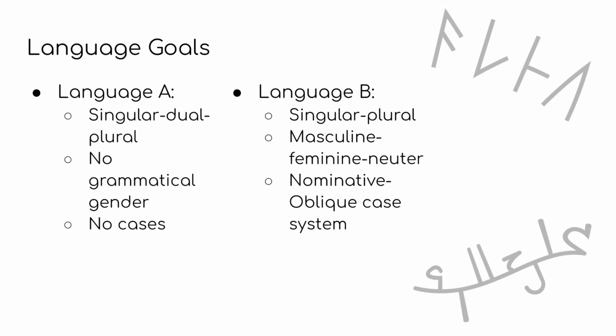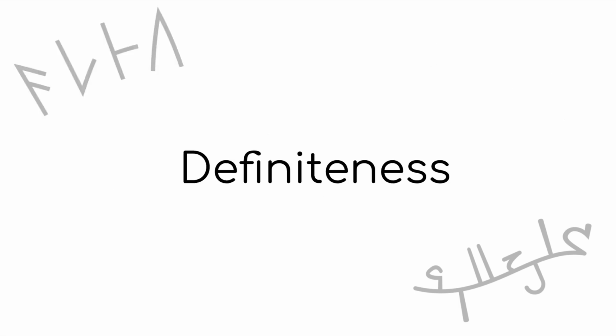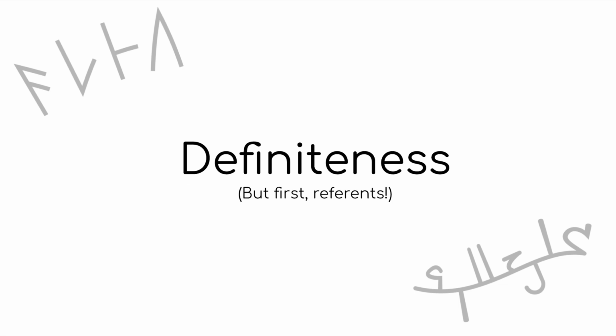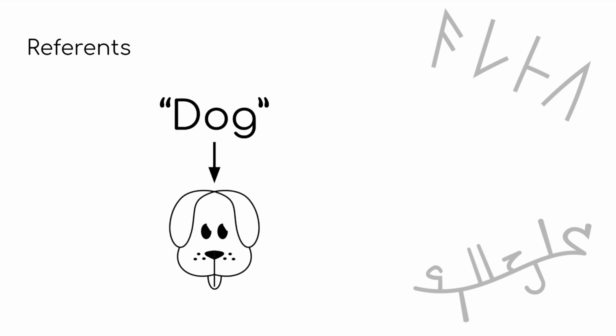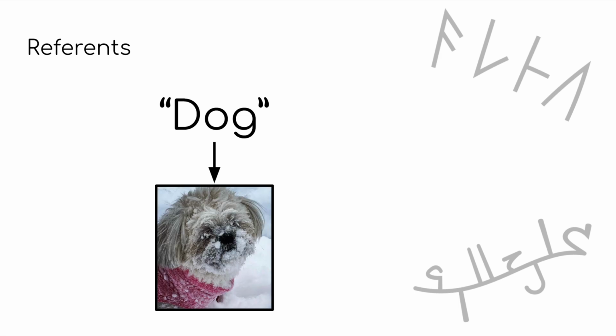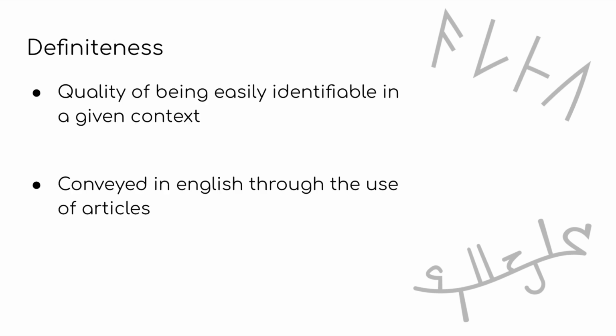Our next category is that of definiteness, but to understand definiteness, we need to understand reference. If we take any noun, say "dog," you can use the word dog to refer to any sort of domesticated canine. If we use it in a sentence, though, like "my dog likes running through the snow," the word dog is referring to one specific animal. The quality of definiteness is basically the quality of being able to pick out this unique or specific referent given the context. In English, definiteness is conveyed through the use of articles, "a" and "the."